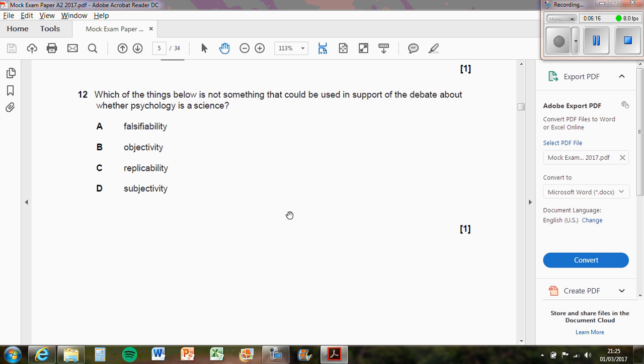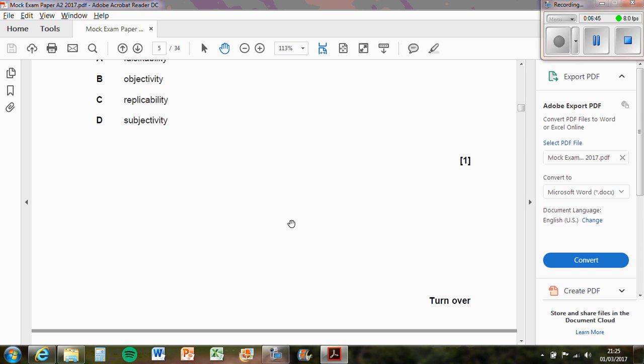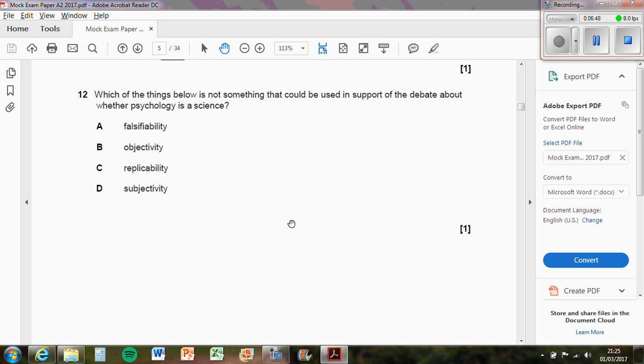Number 12, which of the things below is not something that could be used in support of the debate about whether psychology is a science? So in order for psychology to be a science, it's got to be objective, so there's no interpretation, it's got to be falsifiable, you've got to be able to prove it true or false, so to test it, and then it's got to be replicable, to be the same every time. So the only one that is not that is subjectivity, so D is a thing that doesn't support psychology being a science. If something's subjective, it's not very scientific. Freud, very subjective, very unscientific.